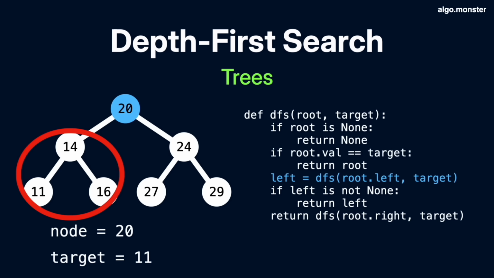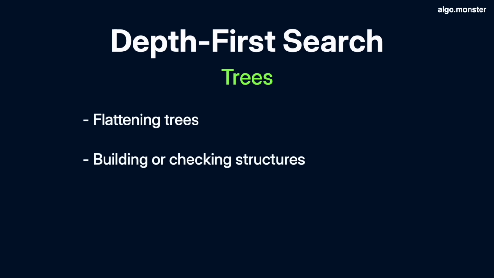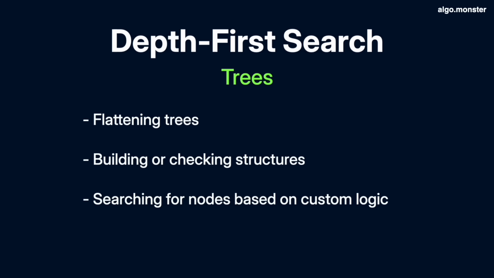If not, we go left and search down that entire subtree. If we find something there, we return it. If not, we backtrack and go right. This is classic DFS. Go deep into the left subtree first, then back up and try the right. The recursive call stack handles everything. It keeps track of where we are and automatically returns us to the previous node after exploring each path. And because trees don't have cycles, we don't need a visited set. DFS is what you'll use in many recursive tree problems such as flattening trees, building or checking structures, searching for nodes based on custom logic. The structure is simple and surprisingly powerful.